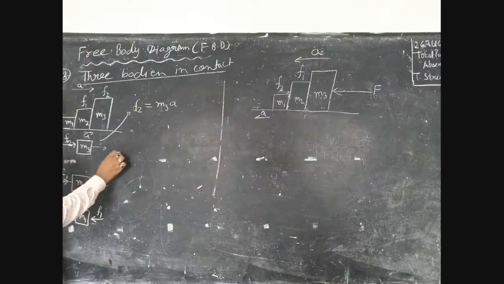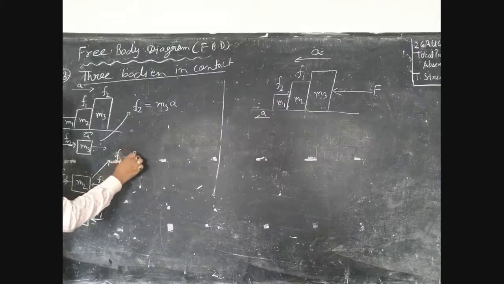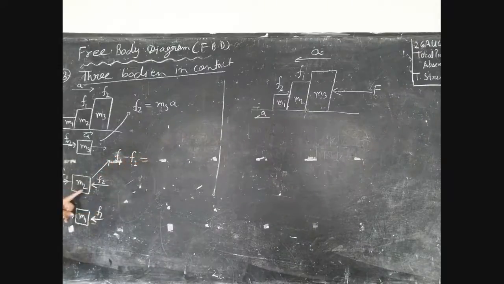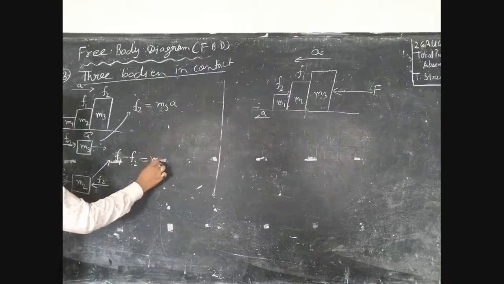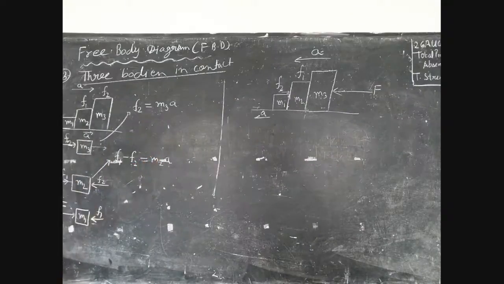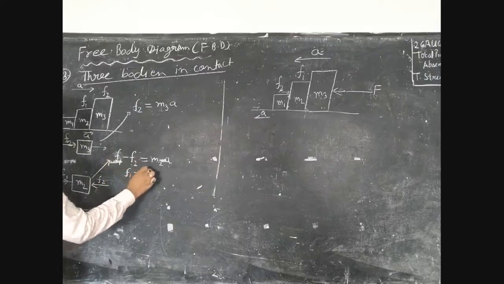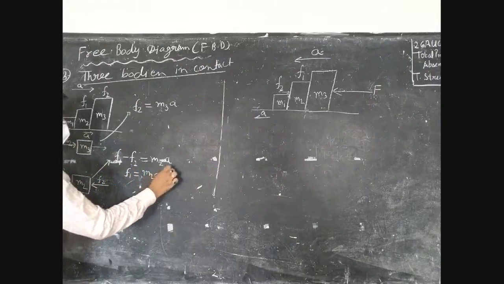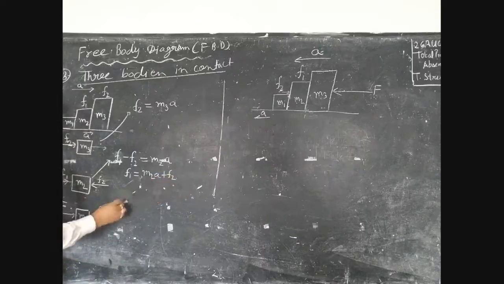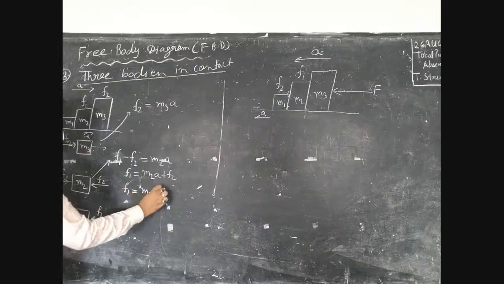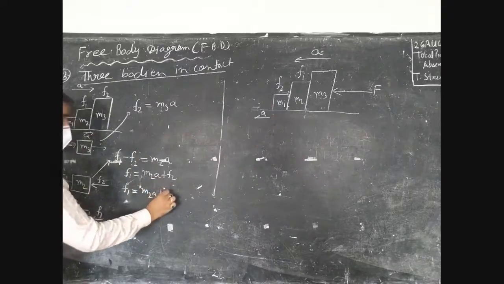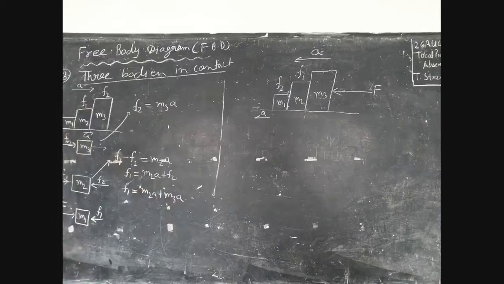Now this situation is here. F1 is greater than F2, and net force is equal to mass of M2 into acceleration. Solve it. So this F1 is equal to M2A plus F2. Use this result. This F1 is equal to M2A plus M3A. Understood?